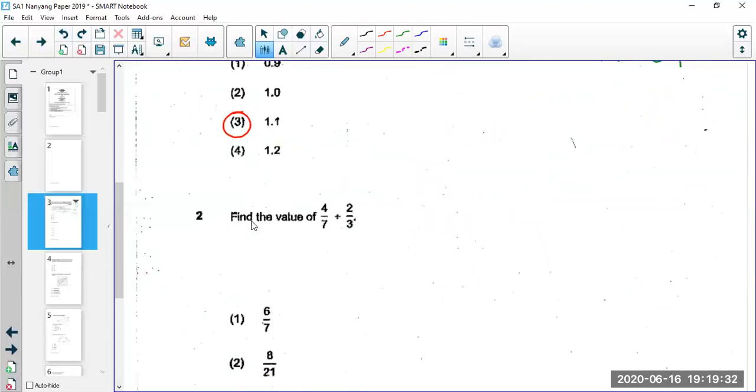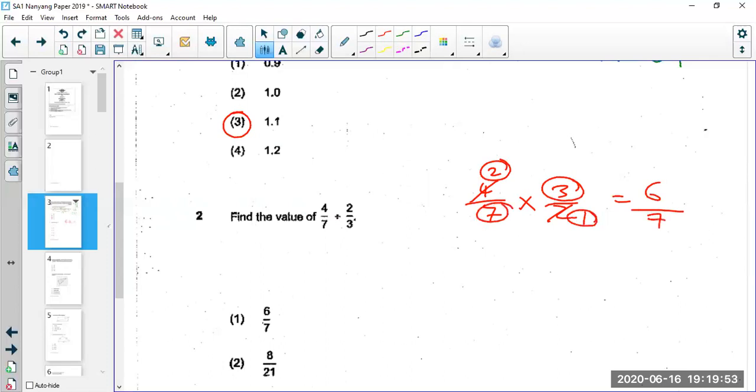Okay, 4 over 7 divided by 2/3. So keep the first number, change the divide to times, and then flip upside down. Then you must cancel. Divide by 2, then divide by 2, you get 2. If you cannot cancel already, then you multiply. So 2 times 3, 6, and then 7 times 1 will be 7. Your answer will be number 1, 6 over 7. Did you get the answer correct?